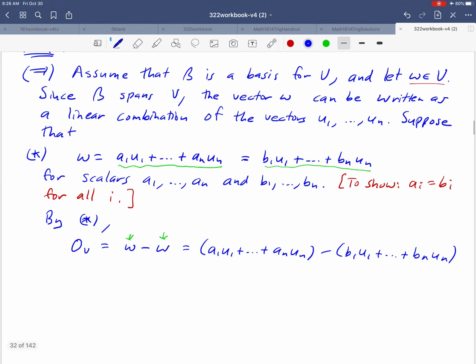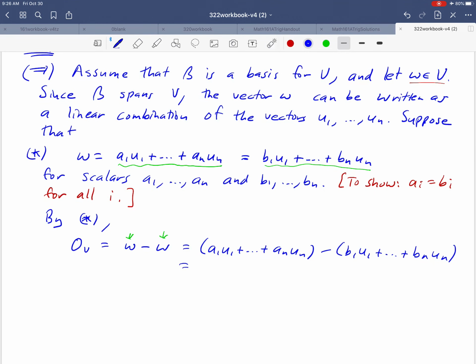Then what we're going to do is take the right-hand side of that equation and group things together. Notice that we've got two terms that have u1 in them, so we'll group those together and write that as a1 minus b1 times u1. And then if we went farther, we would see that we've got a2 minus b2 times u2. And we continue until we get to the very last term, an un minus bn un, which we can group together and write as an minus bn times un.